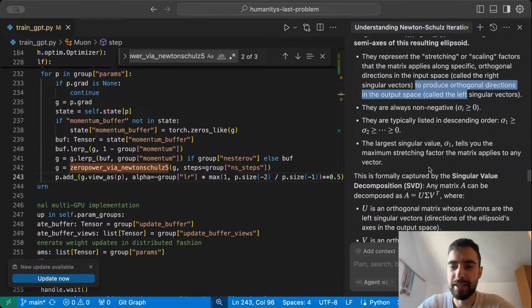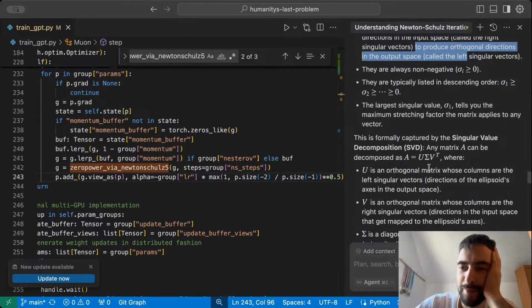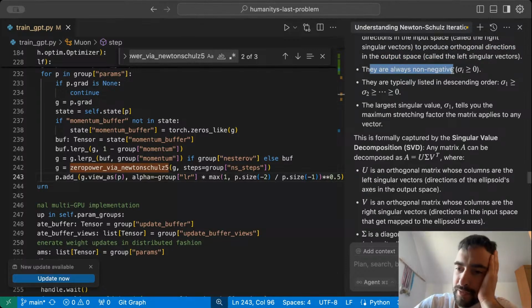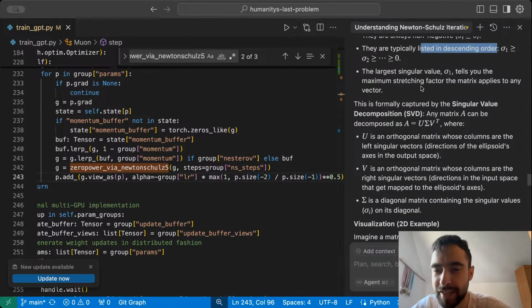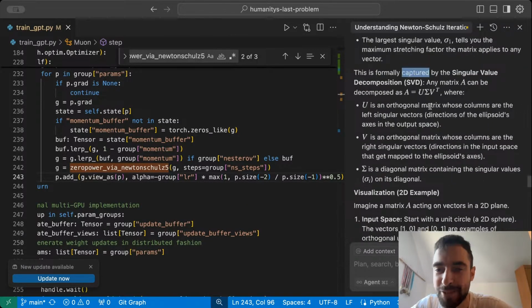I don't know what I'm reading. Oh my God. They are always non-negative. They are typically listed in descending order. What is, I don't know what I'm reading. This is formally captured by the singular value decomposition.